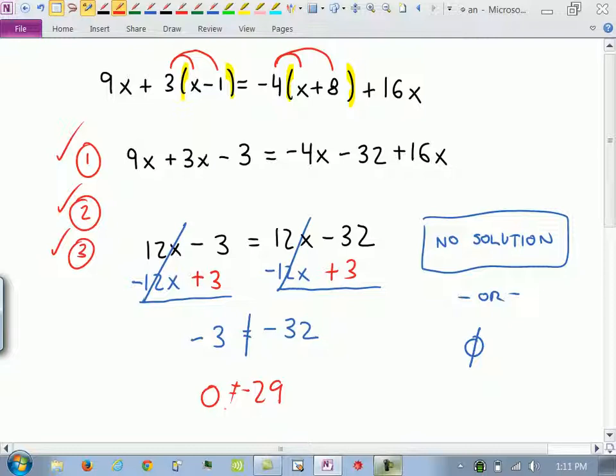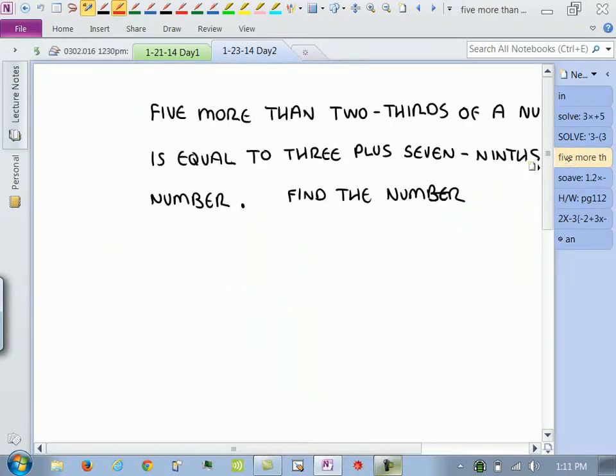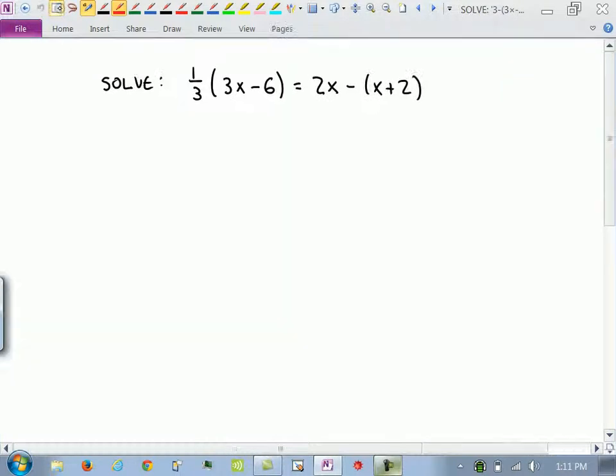Questions? So I wanted you to see this kind of special type of equation, the types that don't have answers. And that leads us to the next type, which is this one here. So I'll give you a second to jot this one down.